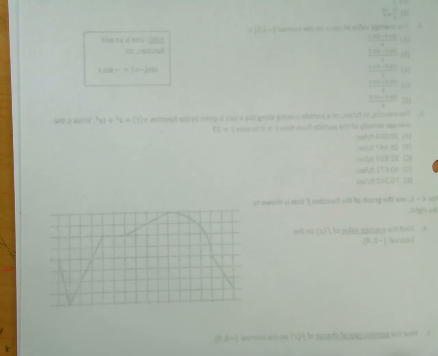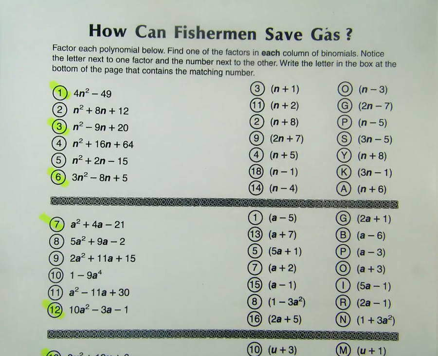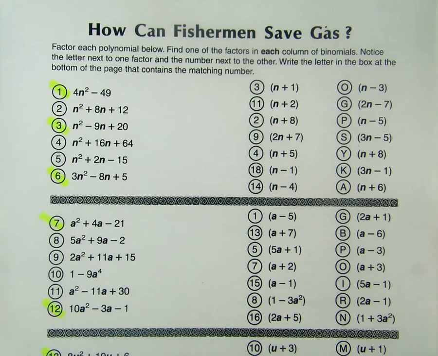Alright, so today I am going to be doing a factoring review. This is Mrs. Kenman. I am looking at the worksheet, How Do Fishermen Save Gas? And I'm going to be working out the highlighted problems. And in this video, I am going to be using splitting the middle term or grouping, whichever one your teacher called it.